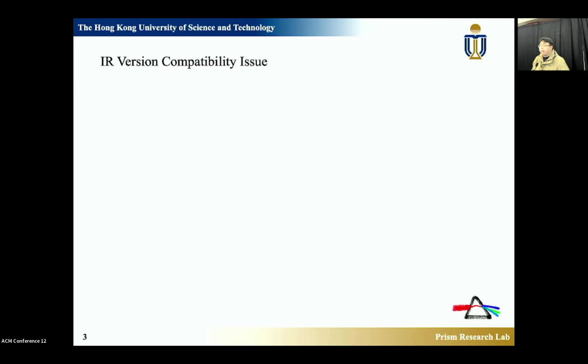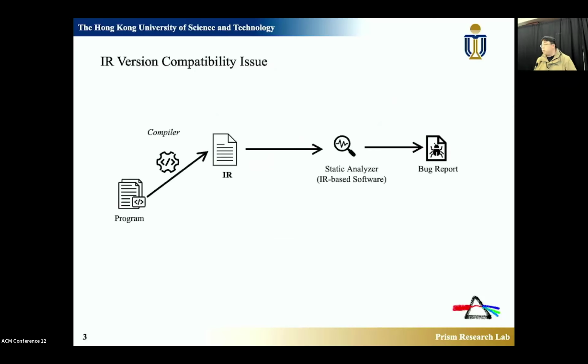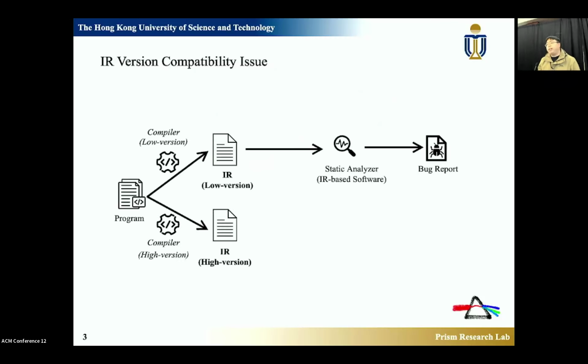Unfortunately, when the IR evolves itself, it brings a version compatibility issue. Specifically, IR-based software, such as static analyzers, is typically built on specific IR versions. So if the program under analysis is upgraded and can only be compiled by a higher version of the compiler, we can only generate the higher version IR code. But such IR code cannot be fed to the static analyzer anymore. We refer to this problem as the IR version trap.